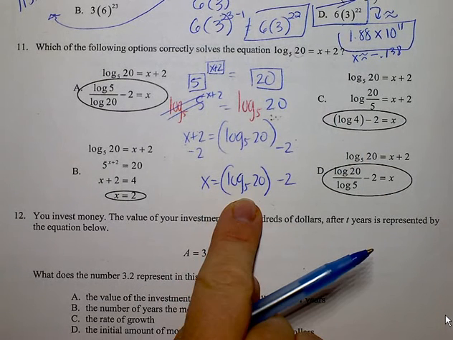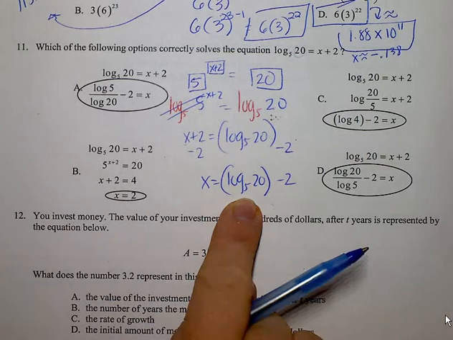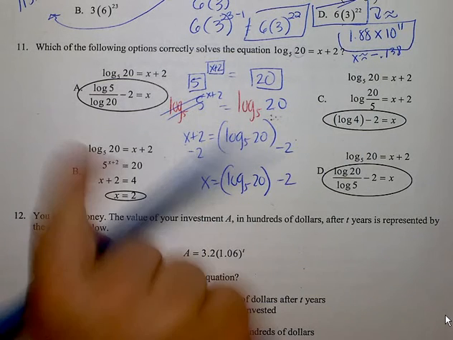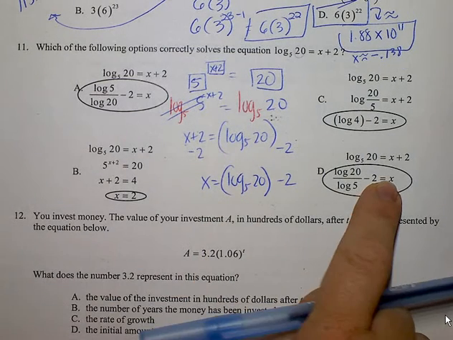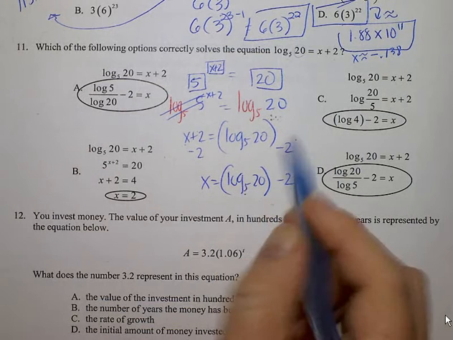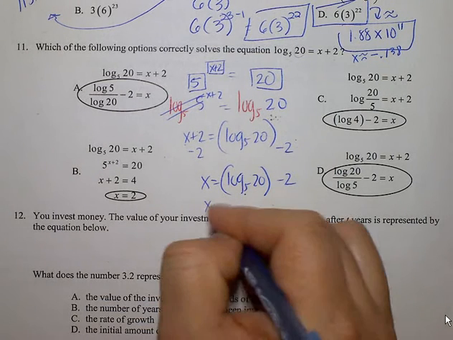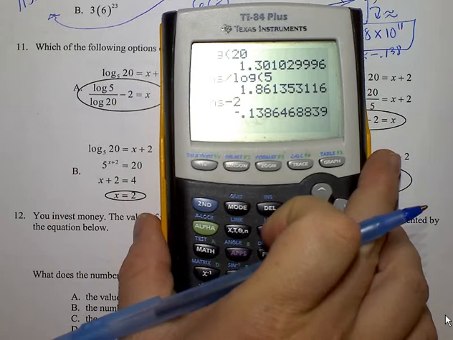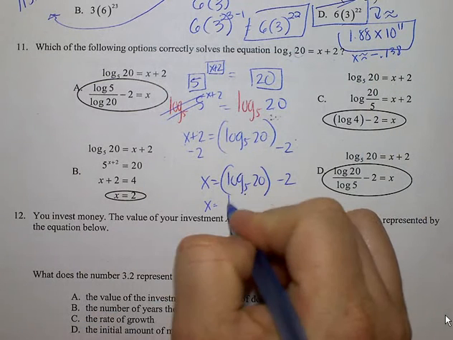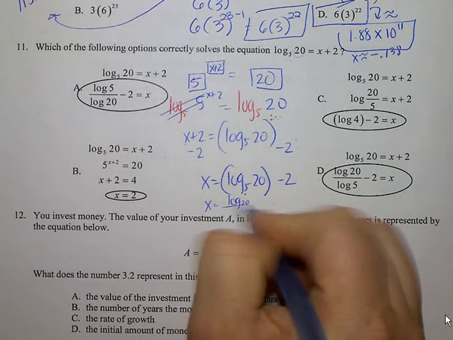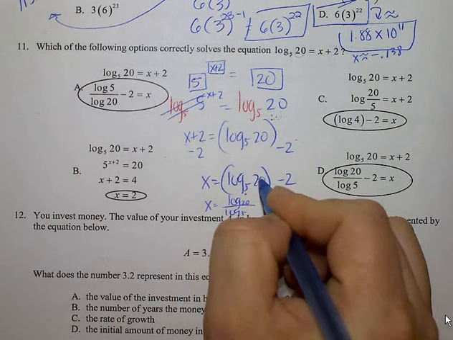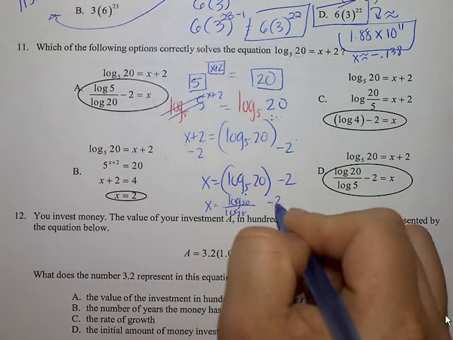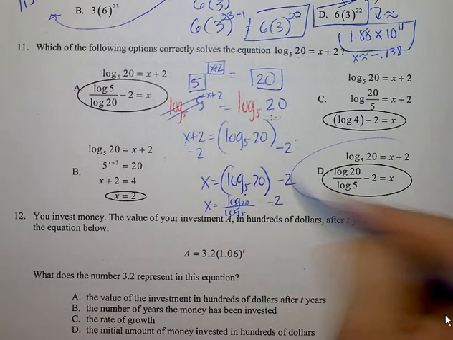Where is that answer? Okay, now, we don't see that exact answer because they did change the base for us. Remember, if you plug this into one of the older calculators, you would type in log of 20 divided by log of 5, log of the back number divided by log of the base, and then you would subtract 2. Correct answer is D as in dog.